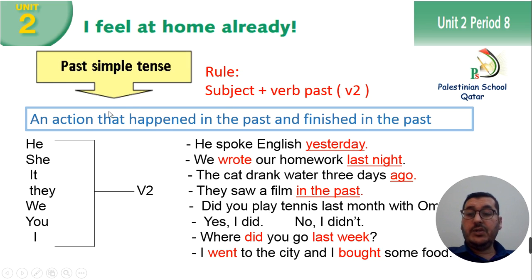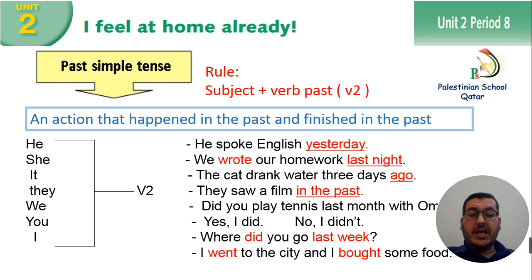So when do we use past simple? We use it for an action that happened in the past and finished in the past, not related to the present. And here we have the subject, one of these: he, she, it, they, we, you, and I. All of these take verb 2, the past, and nothing different between them.